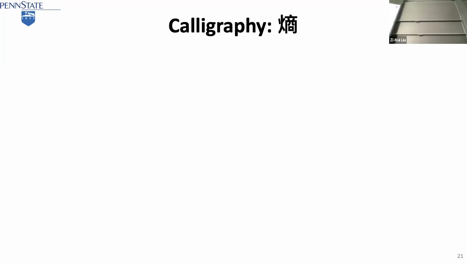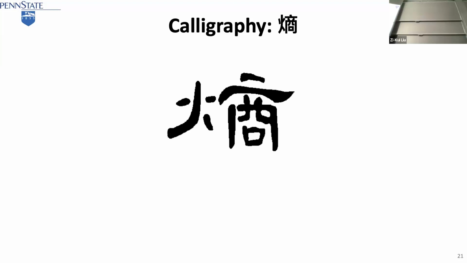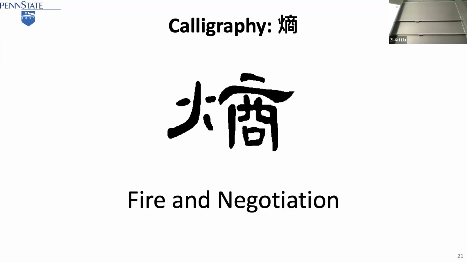Okay. I want to learn some Chinese too. I haven't found out who invented this word in Chinese, because entropy is a kind of new term, essentially. So this is how you write it in Chinese. If you look at the two parts, left and right, the left side is fire, the right side is negotiation. So you negotiate with fire, that's what entropy is about.